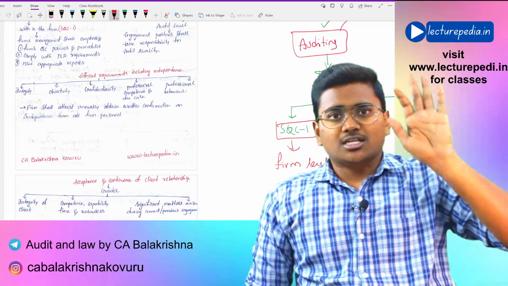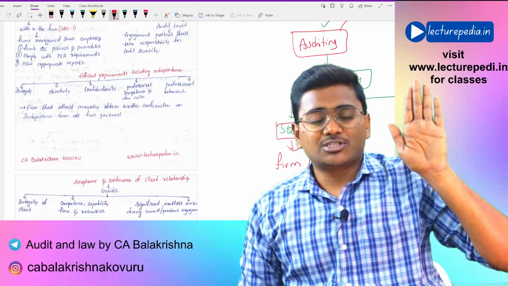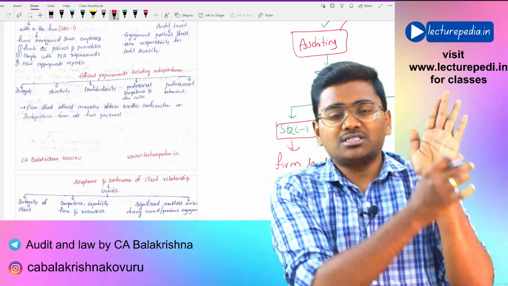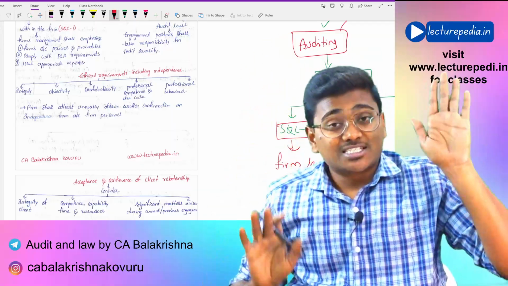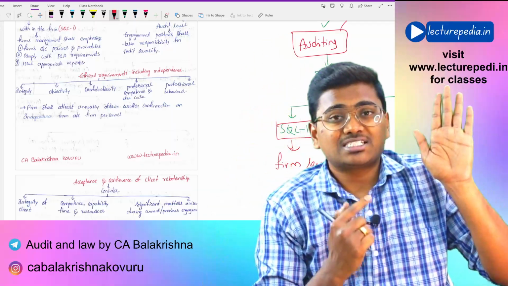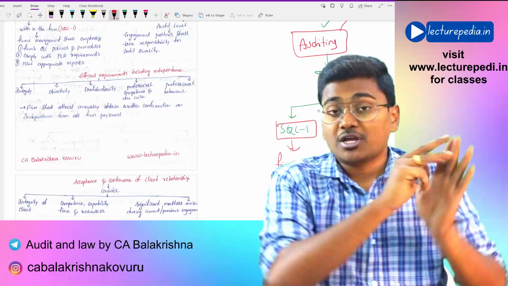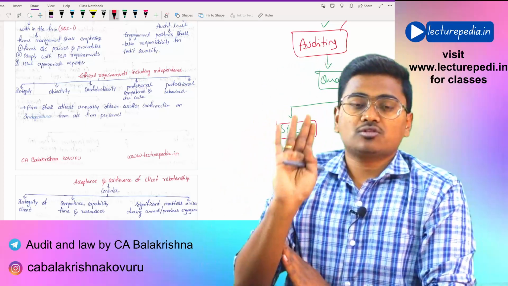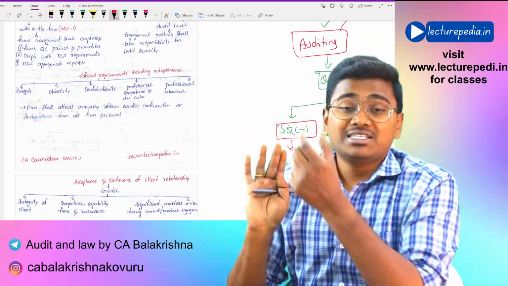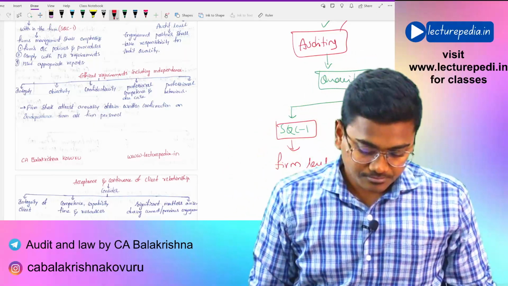Once you learn the 6 elements of system of quality control in SQC-1, the same 6 elements you will again be learning in SA-220 also. But in SQC-1 you have learnt those elements from the firm point of view, whereas in SA-220 you will learn the same 6 elements from each assignment point of view. That is the difference. Okay. Now let us start.